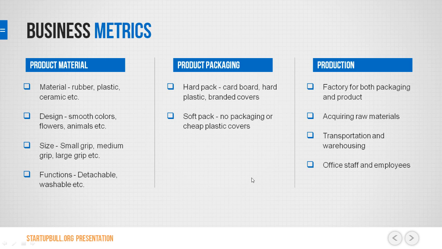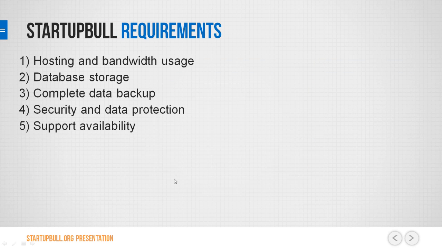Now let's talk about Startup Bull. This project is an online venture, which means that we have the following concerns. 1. Hosting and bandwidth usage. 2. Database storage. 3. Complete data backup. 4. Security and data protection. 5. Support availability. There might be a few other things, but again, notice how I am still not talking about revenue generation.